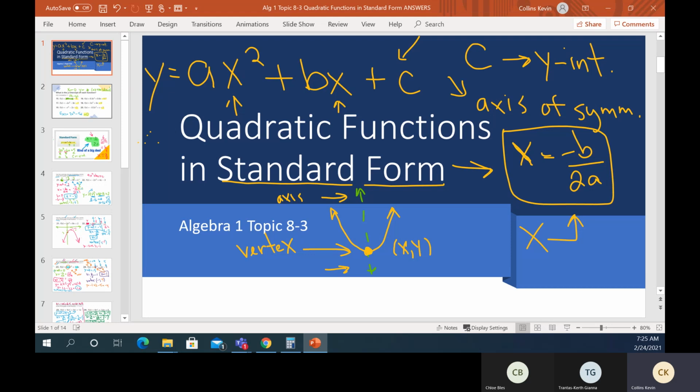And it also goes through the lowest or the highest point in the parabola, which is known as the vertex. So x equals minus b over 2a is kind of a 2-for-1 special, in that not only does it tell us the axis of symmetry, which is x equals whatever number we come up with there, but it also gives you the first point in the vertex.